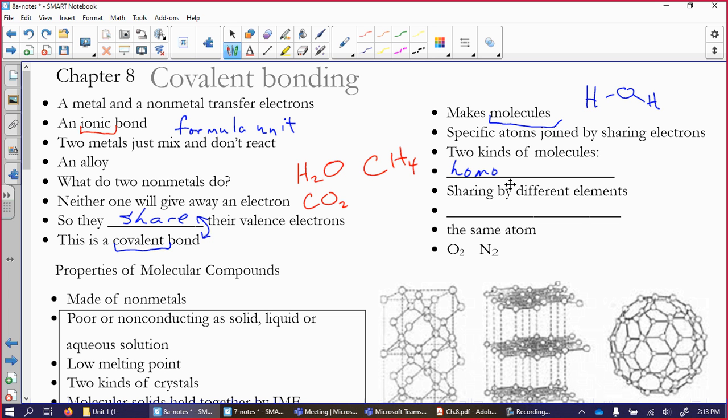So the two types of molecular compounds are homonuclear and heteronuclear. Oh, apparently I've got those in the wrong spot, but the words are right. Homonuclear, and it's the old different, same. If only I didn't get distracted. So a heteronuclear compound is water.